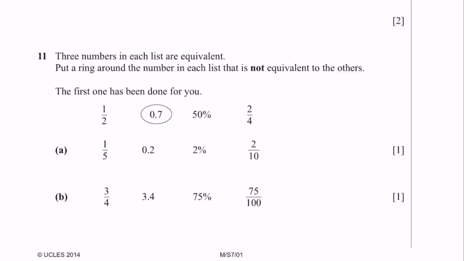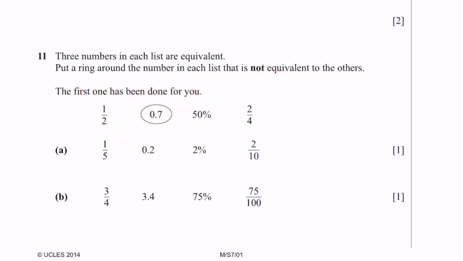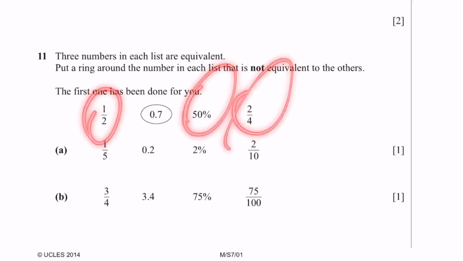Question 11. 3 numbers in each list are equivalent. Put a ring around a number in each list that is not equivalent to the others. First has been done for you. So 1 by 2, 0.7, 50%, 2 by 4. 0.7 is not equal to 1 by 2 or any of the other two options.